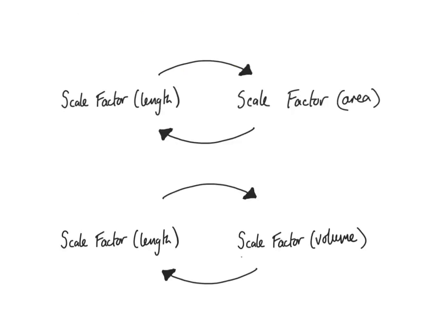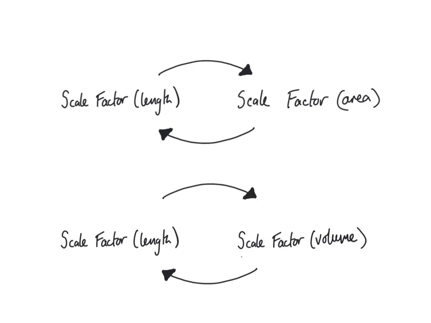Over the last few lessons we've looked at starting off with just scale factor for length. We then moved on to how to use that scale factor of length to find the scale factor for area, and then in the last lesson we looked at scale factor of volume from the scale factor of length. So really it's a case of how do we move back and forward between these values. So let's start off with our scale factor length up here, and how do we move across this to get from scale factor length to scale factor of area.